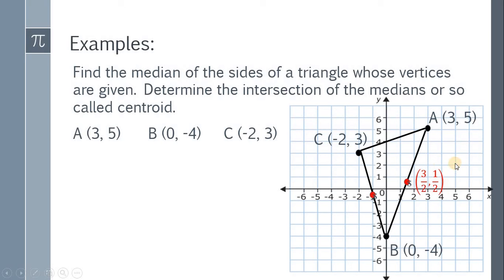Okay? Next, midpoint naman ni CB. Okay, so negative 2 plus 0 is negative 2 divided by 2 or simply negative 1. Next, 3 plus negative 4 is negative 1 divided by 2 is negative 1 over 2. So, ito yung midpoint ng CB. Next, yung midpoint naman ni AC. So, negative 2 plus 3 is positive 1 divided by 2 is 1 half. 3 plus 5 is 8 divided by 2, we have 4. So, 1 half, 4. So, yun yung kanyang midpoint.